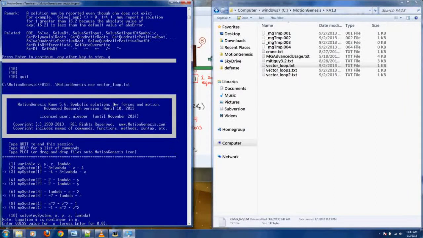And you'll notice that it says, okay, note equation 4 is nonlinear in x, and it's asking us to enter a guess value for x. This is because in order to solve a nonlinear system, the computer is going to do an iterative guessing on the value of x and try to converge closer to a solution.